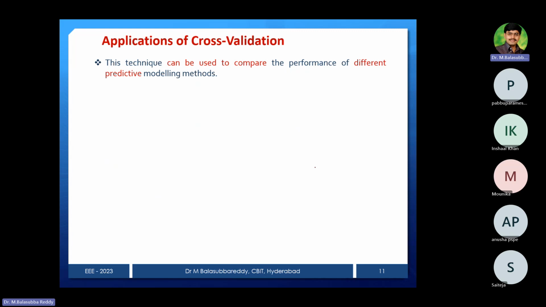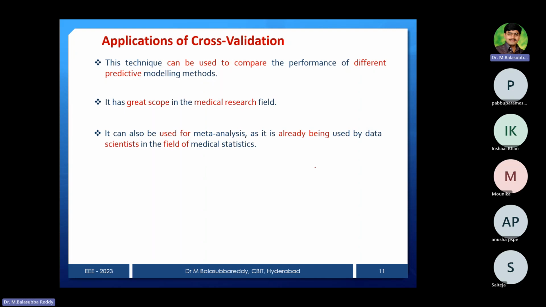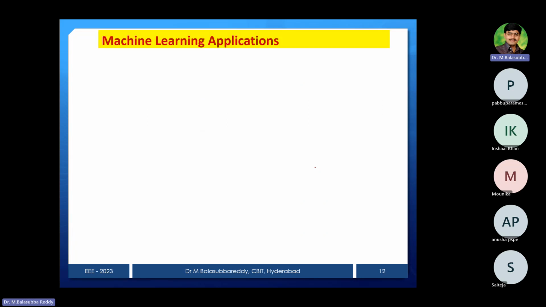Now, we'll go through some applications as well. It is used to compare the performance of different predictive modeling methods. When you compare them, this may be better in one way, and it has great scope in the medical research field. It is also used for meta-analysis, and is already being used by data scientists and in the field of medical statistics.